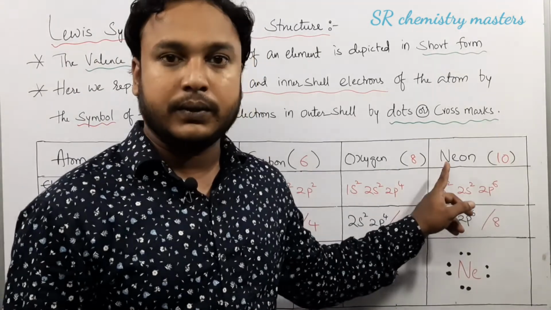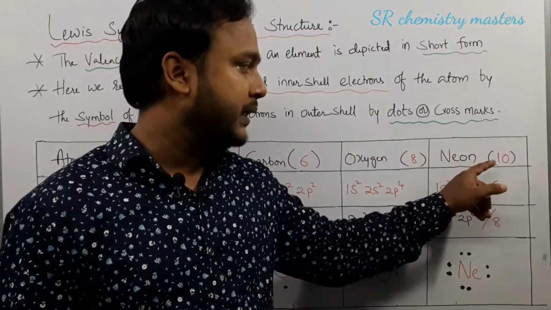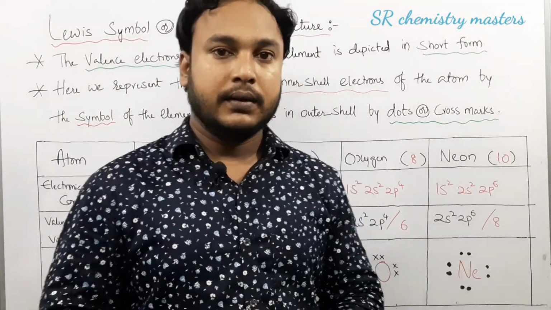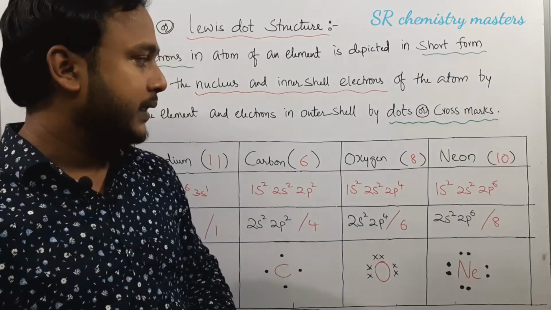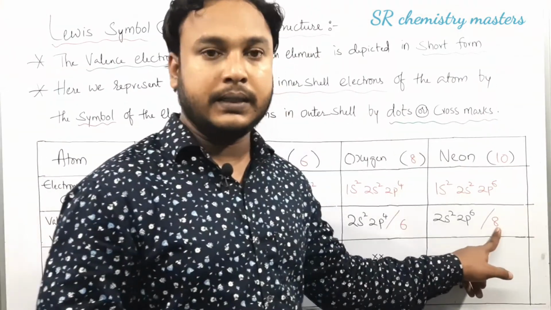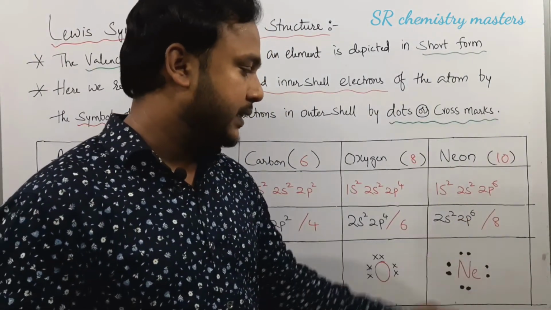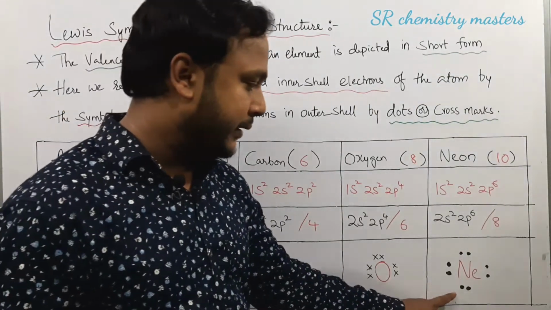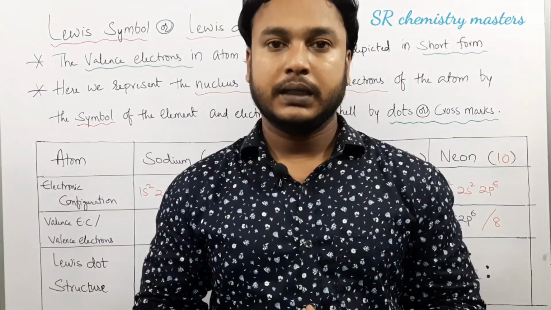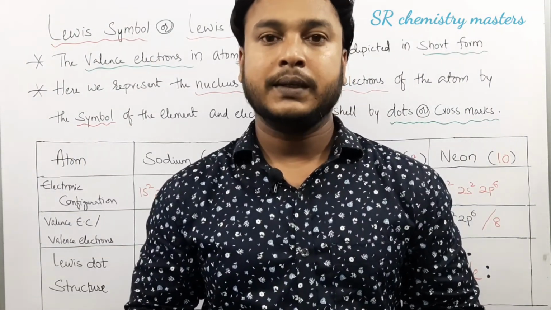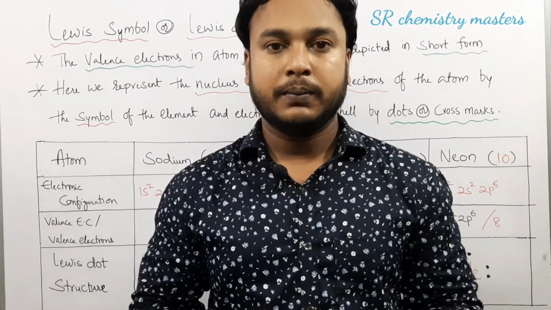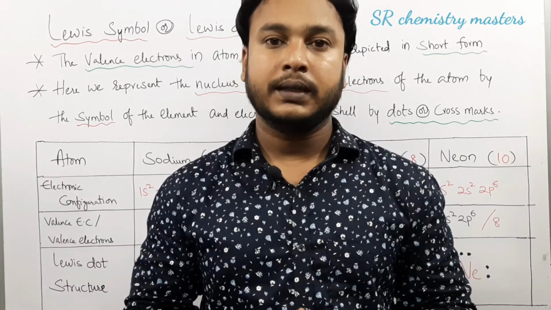The last example we are going to see is neon. The atomic number of neon is 10. The electronic configuration is 1s2, 2s2, 2p6, and the valence electrons present in neon are 8. The valence electronic configuration of neon is 2s2, 2p6. Here we represent those 8 electrons around the symbol of the neon atom in the Lewis dot structure. Remember, the Lewis dot structure is important because it represents the valence electrons present in an atom around the symbol of the atom, which helps in knowing the number of electrons taking part in a chemical reaction.